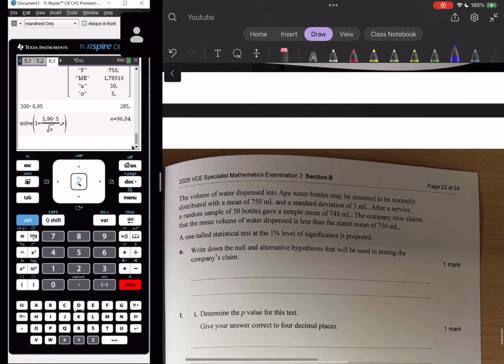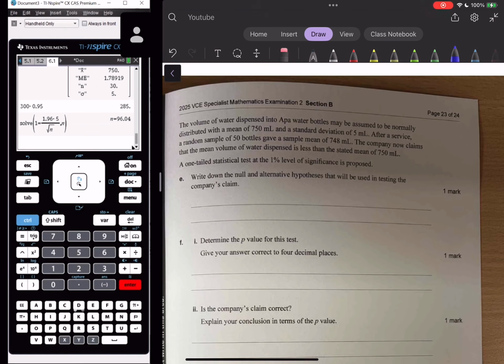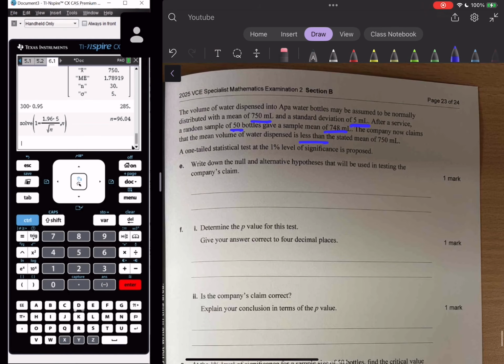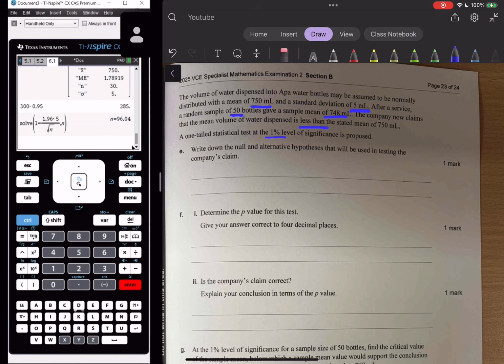Okay, volume of water in these upper bottles are normally distributed with a mean of 750, standard deviation of 5. We have sample size of 50, and we find the sample mean to be 748. And now the company claims that the mean volume of water is less than 750. And we're going to do a 1% hypothesis test. Write down the null and alternative hypothesis. So H0, that's just going to be, well, the mean is unchanged at 750. H1, the mean is less than 750.